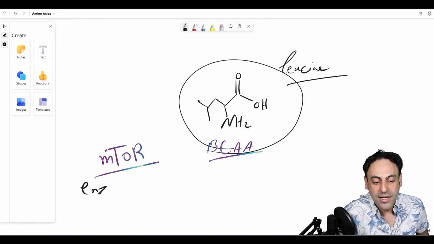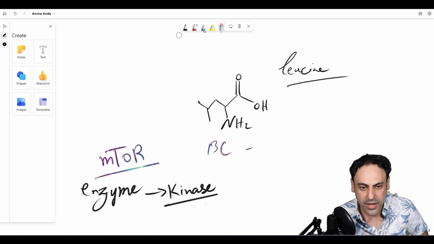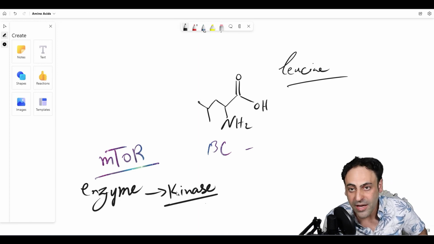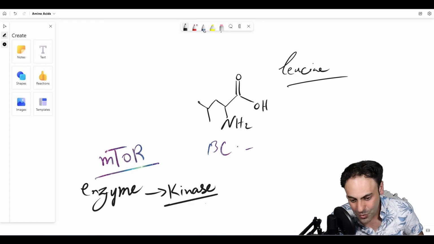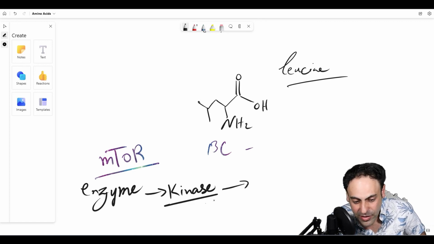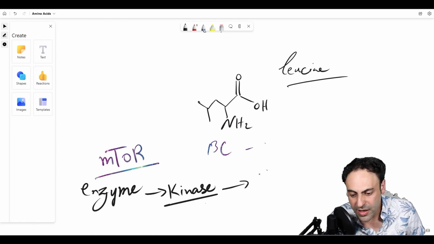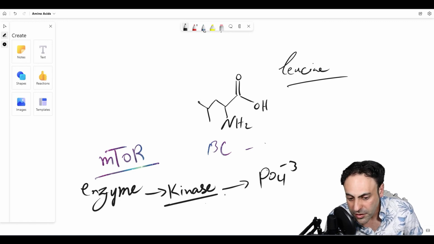Next, we realized this is an enzyme. What else about it? Okay, now we know mTOR, mammalian target of rapamycin, is an enzyme, and it's a kinase. What kinase means is, when you see this ase here in Latin, it means it's adding something to our molecule. And what it does is add the phosphate to our molecule. And this is very important.